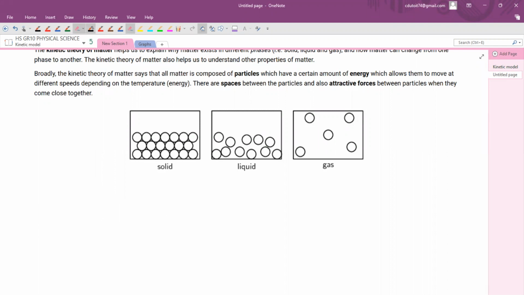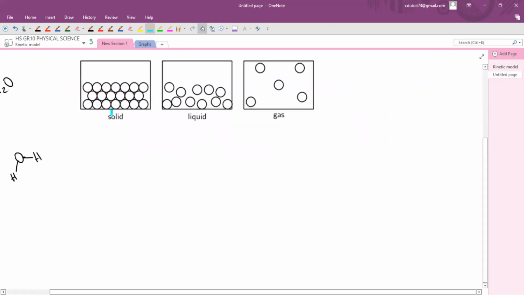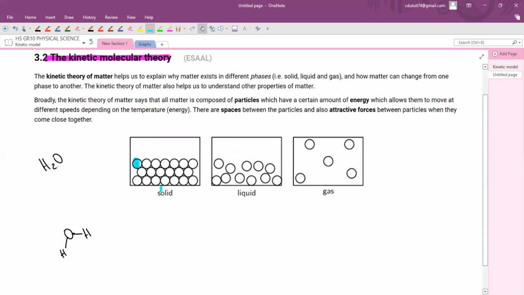It doesn't matter. I'll show you what a water molecule looks like. A water molecule is H2O. It consists of one oxygen that is bound to two hydrogens. That's a water molecule. Now, each one of those circles here represents one of those molecules. So when water is a solid, when it's ice, the molecules are packed densely to one another. Look how dense those molecules are packed. And they just vibrate.